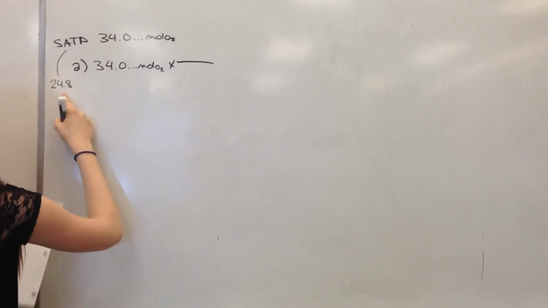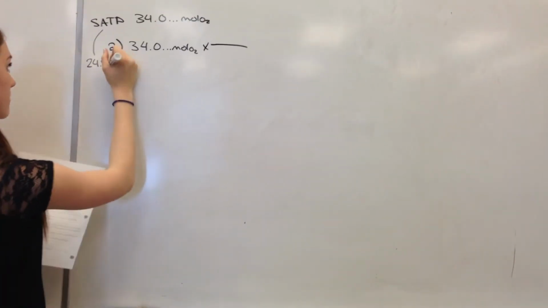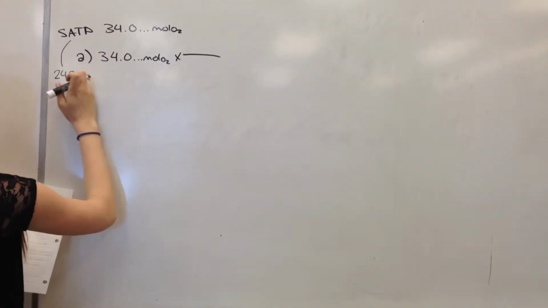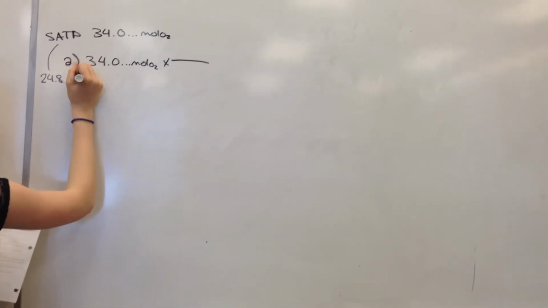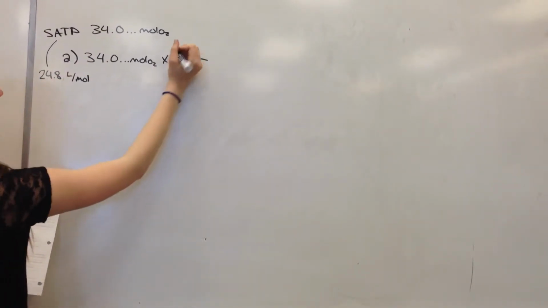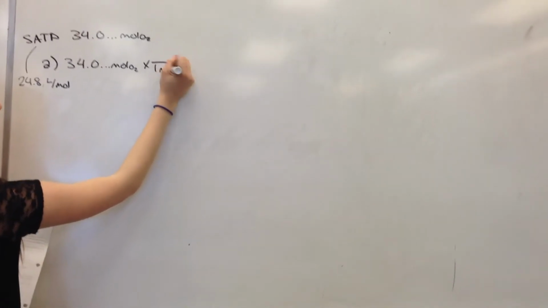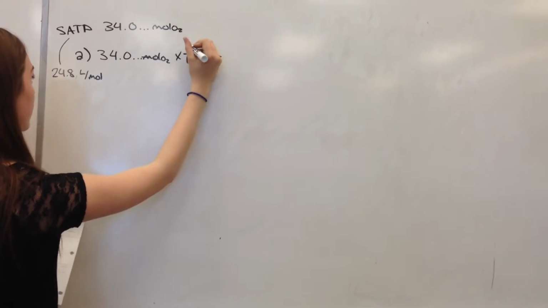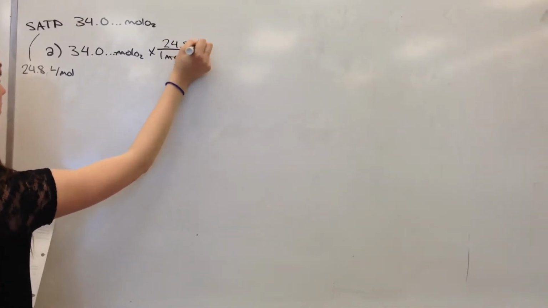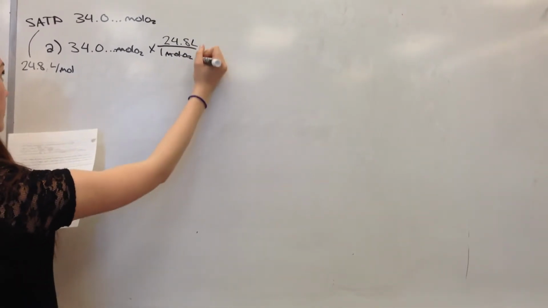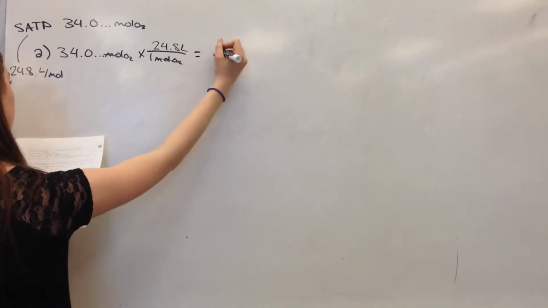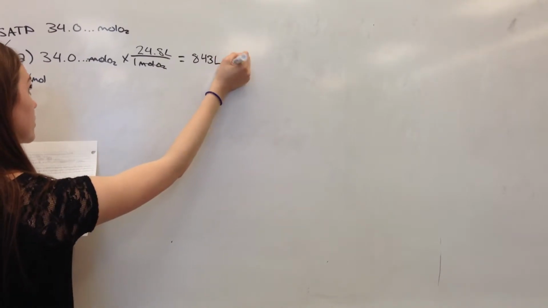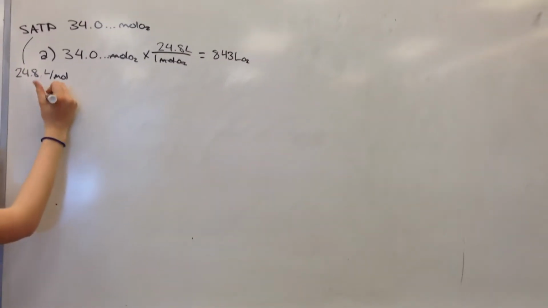And the molar volume for this is 24.8 liters per mole. So we just go 1 mole down here, and that crosses those out, and then 24.8 liters. And our final answer is 843 liters of oxygen. Okay, so that's the first way of doing it.